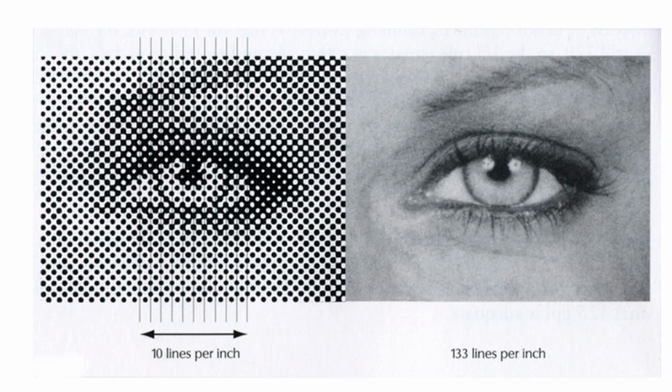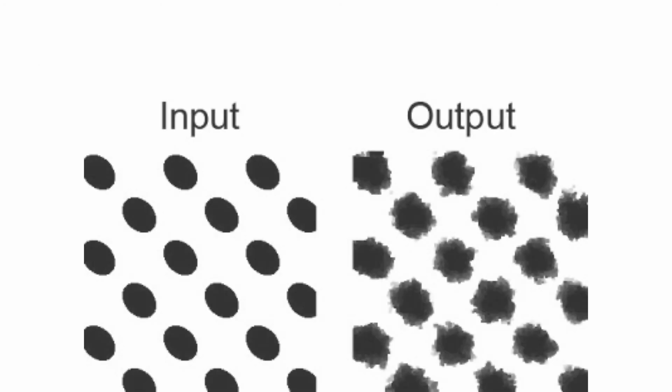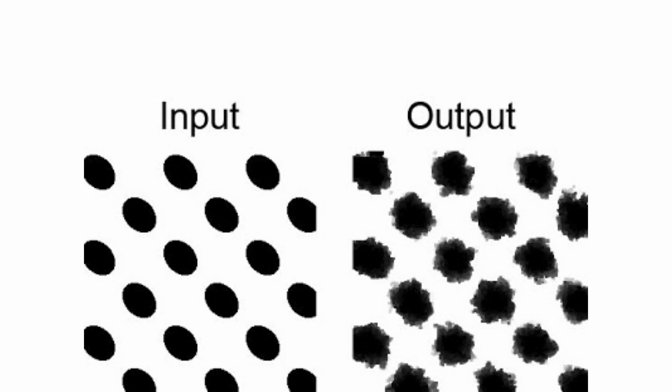LPI also means that the more lines per inch an image has, the more dense the ink will be. Now, these dots don't stay the same size when they're printed. They actually grow and spread on the paper. This is called dot gain and is measured in percent. Here's an extreme close-up of dot gain on paper.